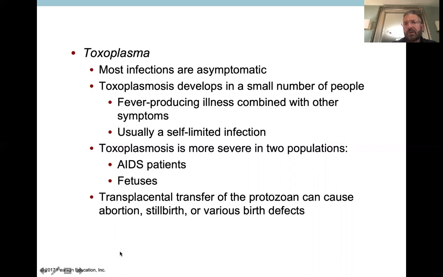Toxoplasmosis is more severe in two populations, right? So this is going to be the immune compromised, AIDS patients, right? Or fetuses. Transplacental or vertical transmission of protozoan can cause abortion, stillbirth, and various birth defects.